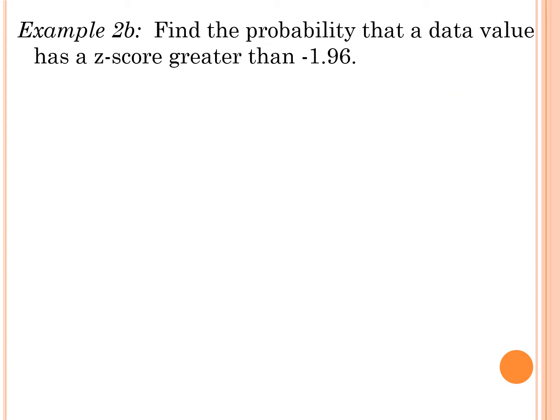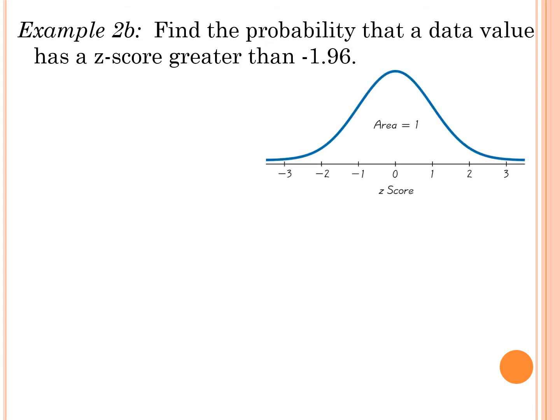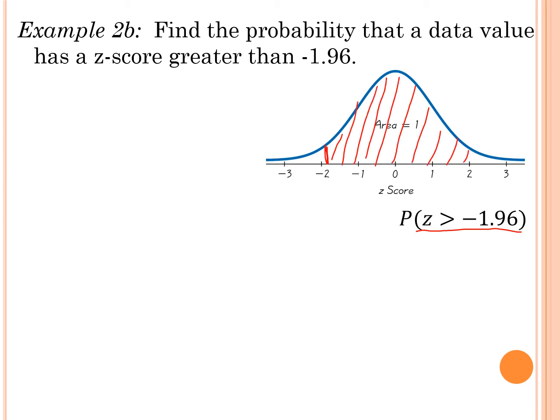Example 2b, find the probability that a data value has a z-score greater than negative 1.96. So we would write it like this. The probability, P, that it's greater than negative 1.96. Okay, so we are about here. We want everything to the right of that.